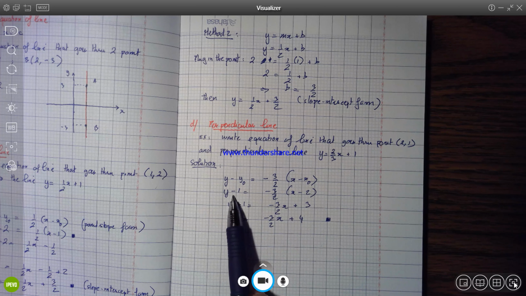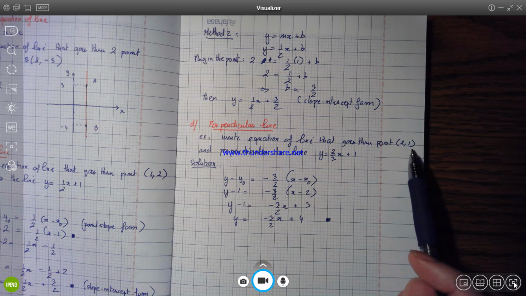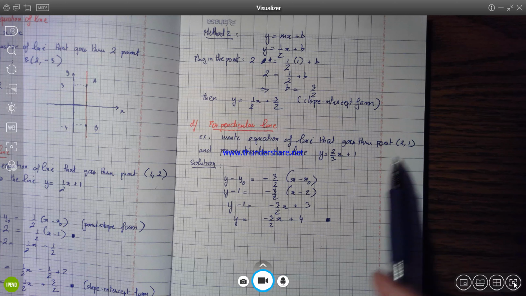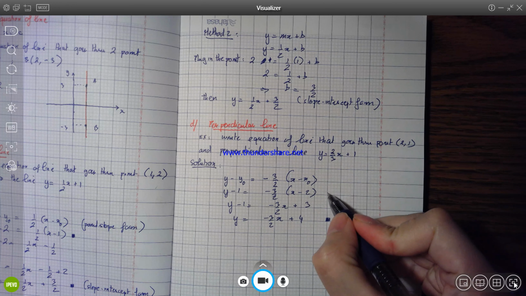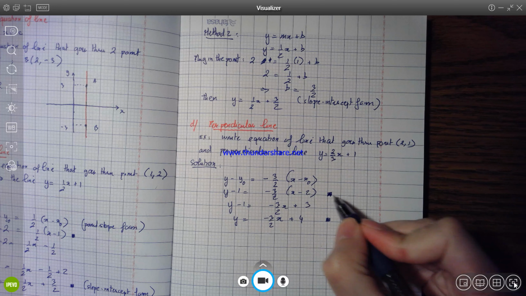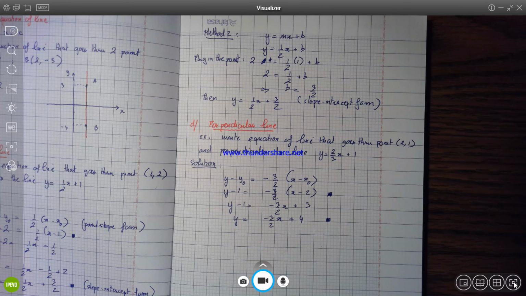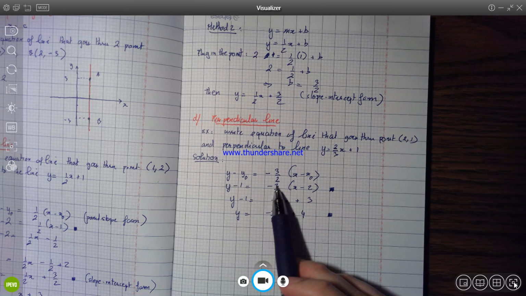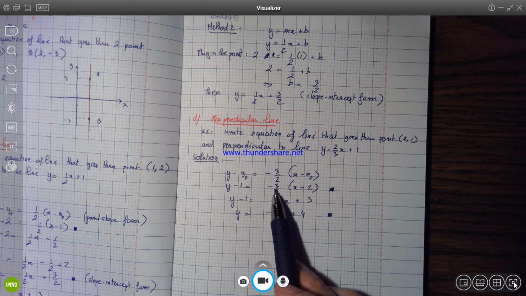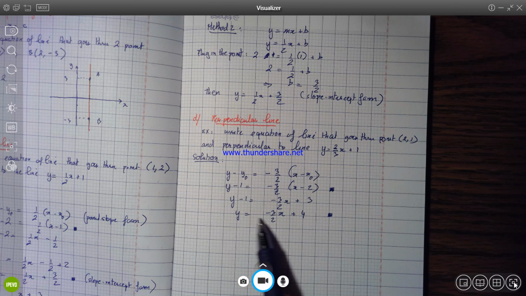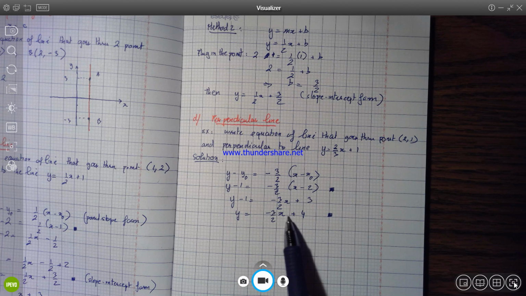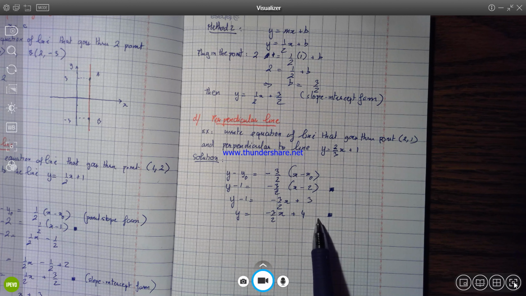Then you replace y0 and x0 with the point they already gave you. It will be (2, 1), so plug 1 over here, and 2 over here. Then you can stop right here. This is point-slope. However, I want to convert to slope-intercept form, so I'm going to distribute. Negative 3 over 2 times negative 2 should be positive 3, and adding 1 to both sides, I have y equals negative 3 over 2 x plus 4, slope-intercept form.